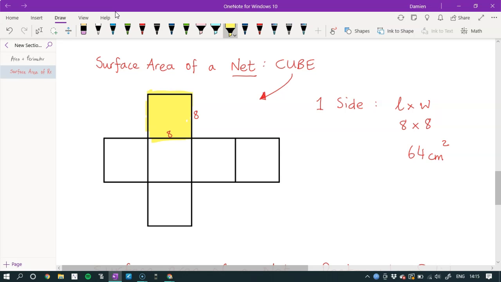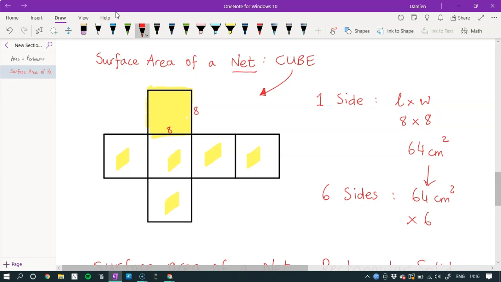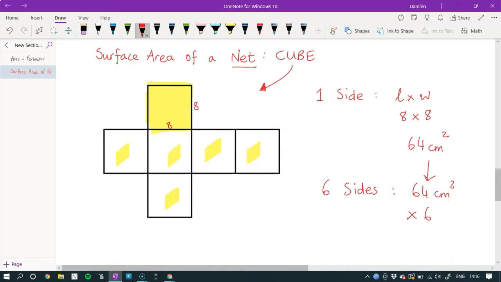But how many sides do you actually have? Well, you've got one already colored in. There's a second one, 2, 3, 4, 5, 6. You have 6 sides in a cube. So what you're going to have to do is take the 64 centimeters squared, which we got down here, and multiply it by 6 because you've got 6 sides. So 64 multiplied by 6 is going to be 384 centimeters squared.